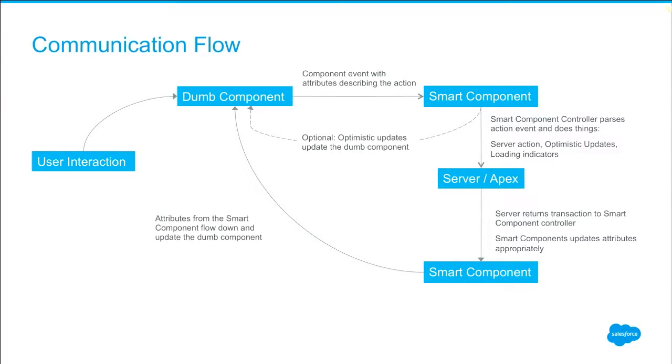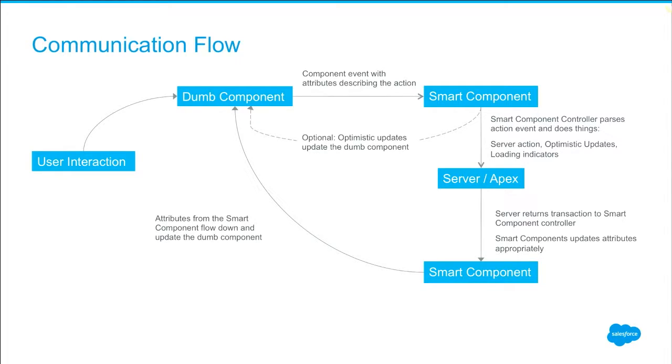The smart component figures out what the event is and what it should do. It does a bunch of things. It probably does a server action if it's persisting something. It might do some kind of optimistic update to the UI. It might show a loading indicator. So some of those are asynchronous, some of those are not.